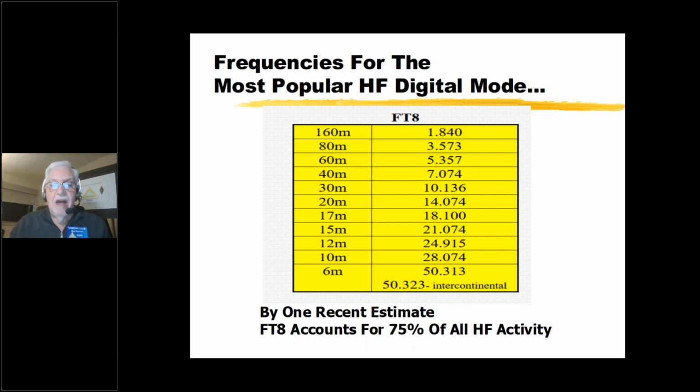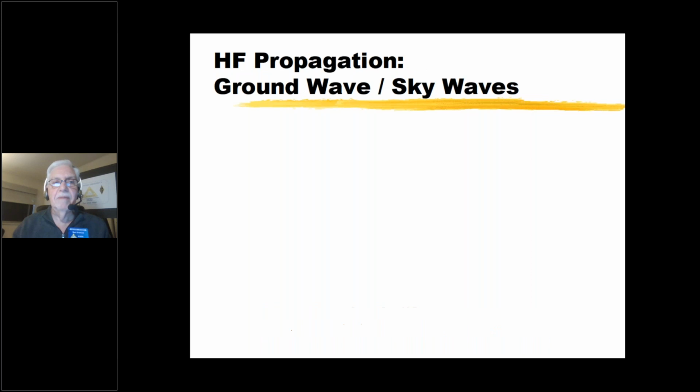By one recent estimate, FT8 remains the most popular HF mode at the moment, even as the sunspot cycle picks up and some of the phone bands are getting more active. But by one account, FT8 accounts for maybe three quarters of all HF activity. So these are the FT8 frequencies to keep in mind.